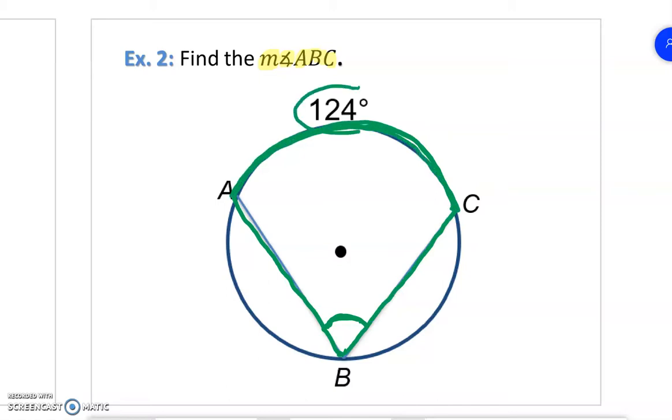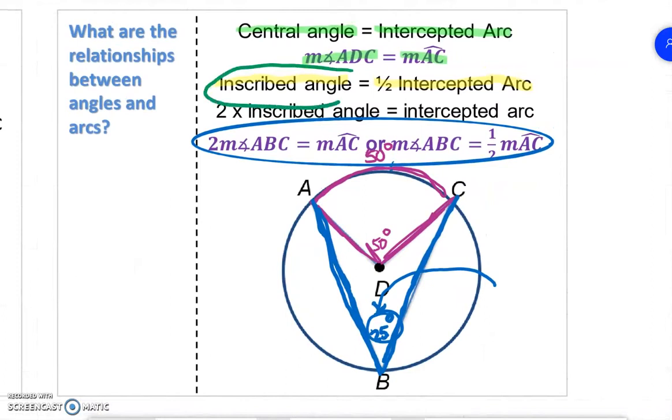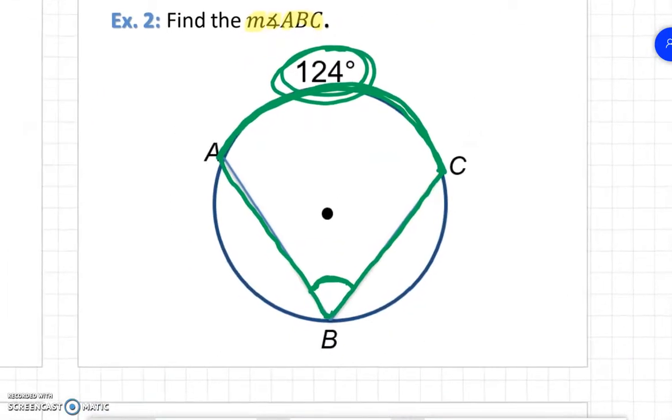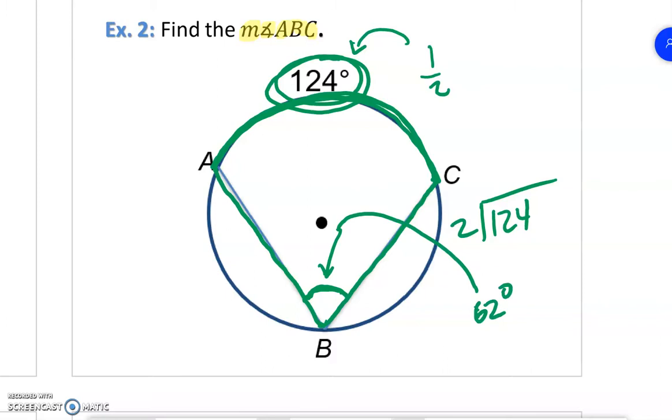We can see that the measurement of arc AC is 124 degrees. And we know from that slide that we went over that an inscribed angle is equal to half of the intercepted arc. So this angle ABC is exactly 1/2 of this intercepted arc measure. So we just take 124 and divide it by 2. You can use a calculator to do that, and it's also mental math. And you would get 62 degrees, and that is the measurement of that inscribed angle, 62 degrees.